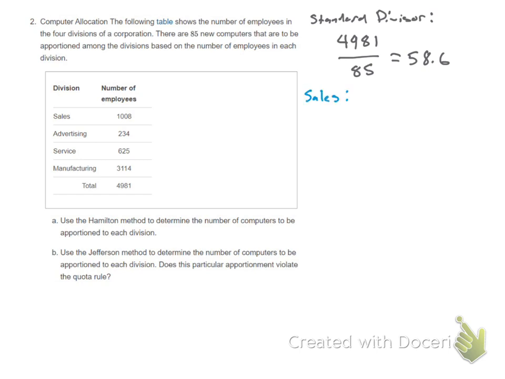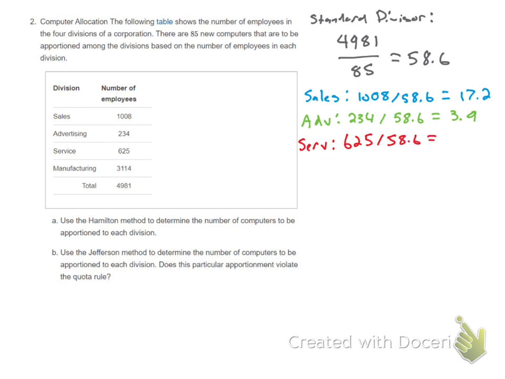So sales, I'll take 1,008 divided by 58.6. Advertising, I'll take 234 divided by 58.6. Service, I'll take 625 divided by 58.6. Manufacturing, I'll take 3,114 divided by 58.6. So you round down in these situations.